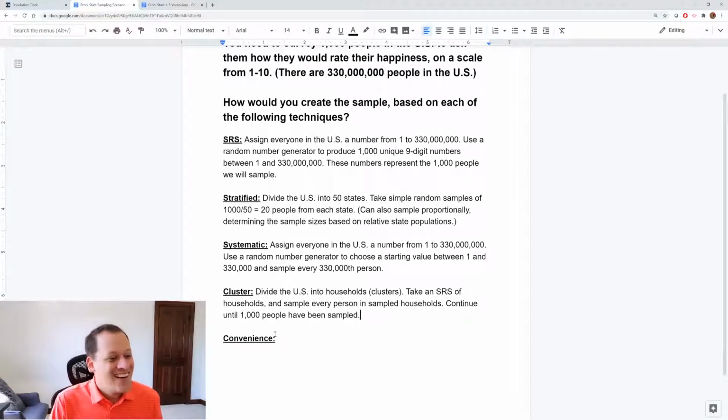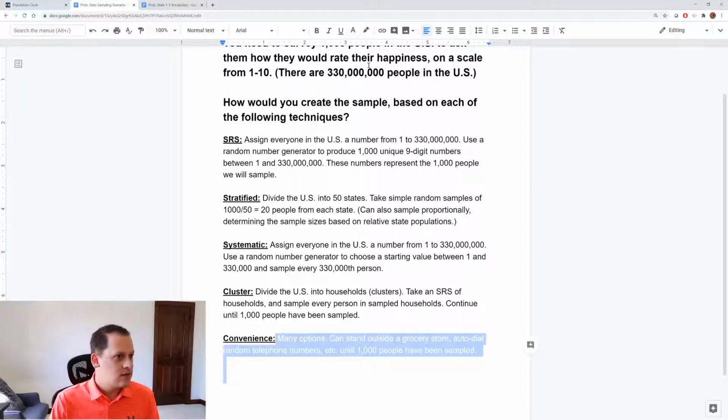Anyway, so our last sampling technique is convenience sampling. Again, we don't really like talking about how to do this because it's not random in any way. It's not statistical. But how could you do a convenience sample of this? Well, there are lots of different ways.